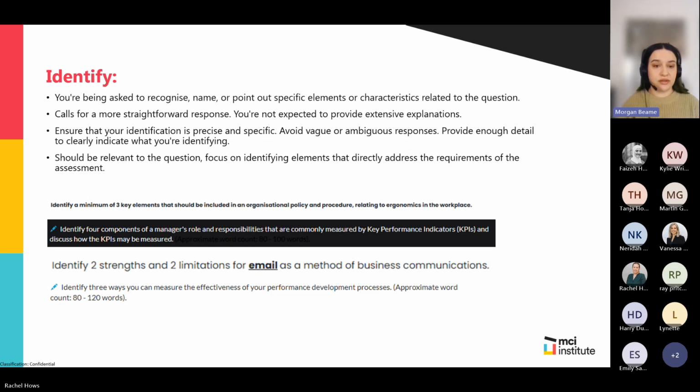So you can see we've got a few examples here again. With these as well, there will be a number of things that you need to identify. So, identify a minimum of 3 key elements that should be included, or 4 components, so making sure that you've got that correct number. Giving a little bit of detail, it is more in depth than simply listing, but you're not having to provide extensive explanations.